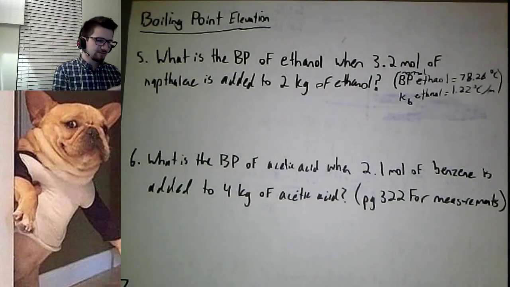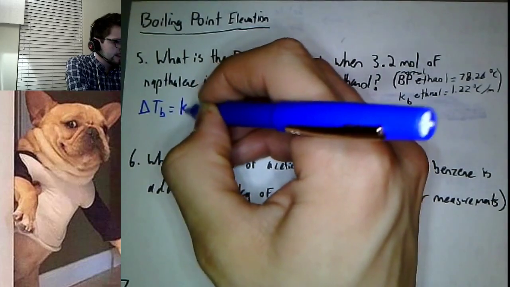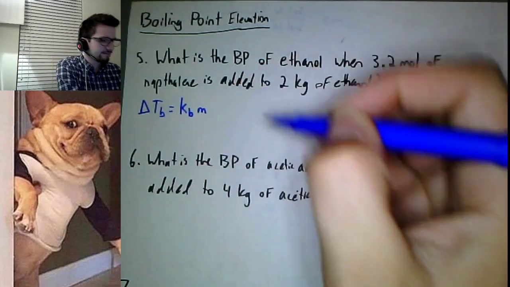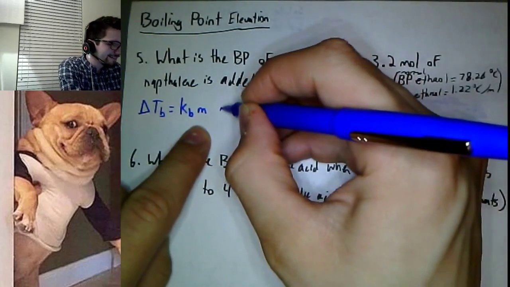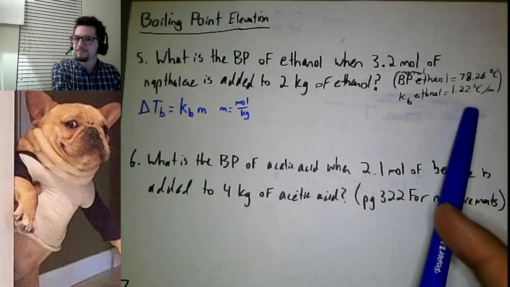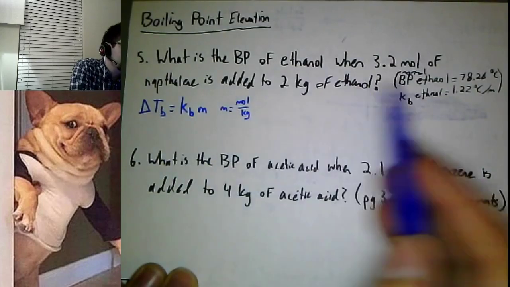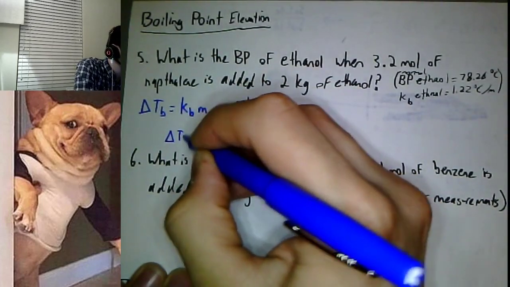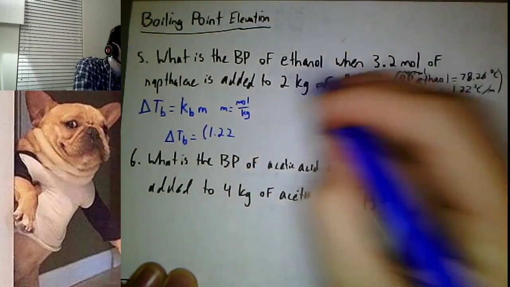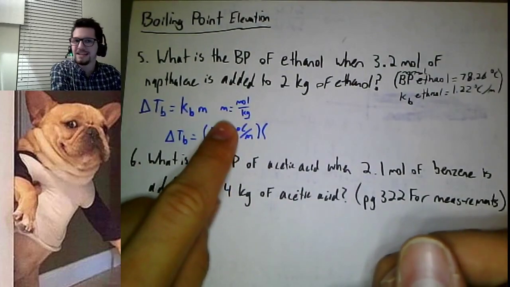So what is my equation for boiling point elevation? It's the change in boiling point equals the molal boiling point elevation constant times the molality. And I know molality is moles per kilograms. So what am I given? I have the Kb for ethanol, so I can go ahead and plug that in. Do I have the change in temperature? No, doesn't look like I do. So my change in temperature equals my constant, which it looks like is 1.22 degrees Celsius per molal, times something. What is my molality?